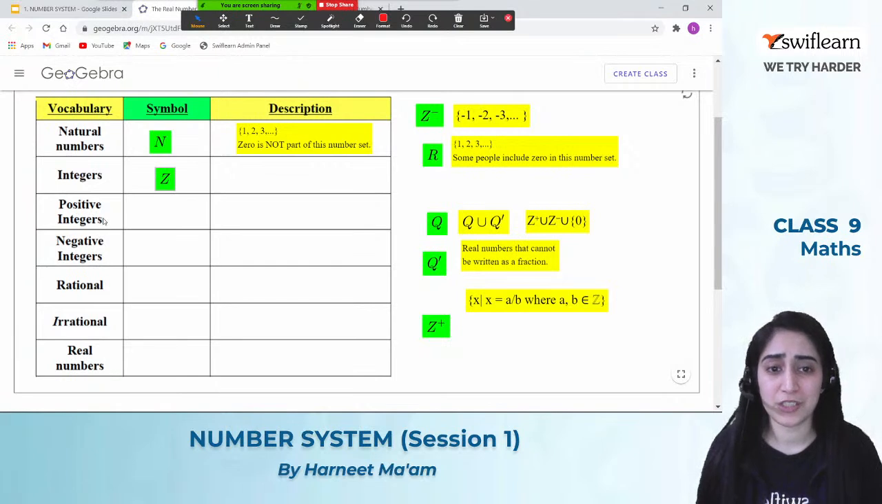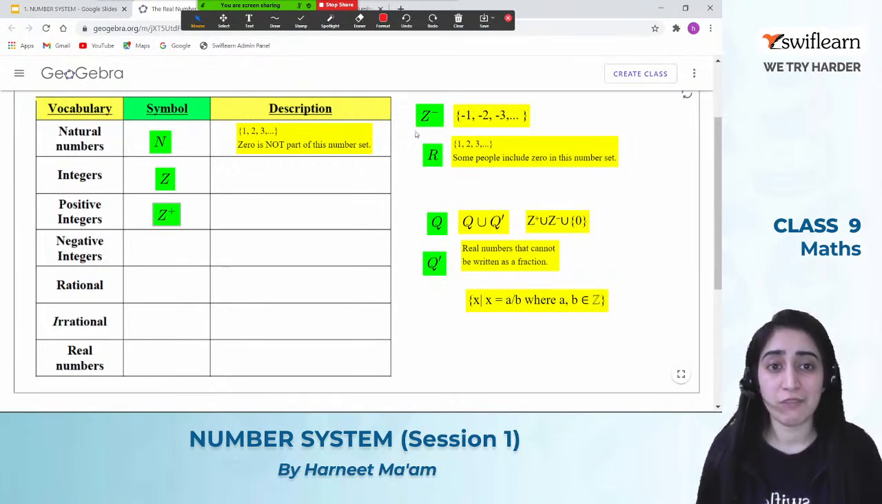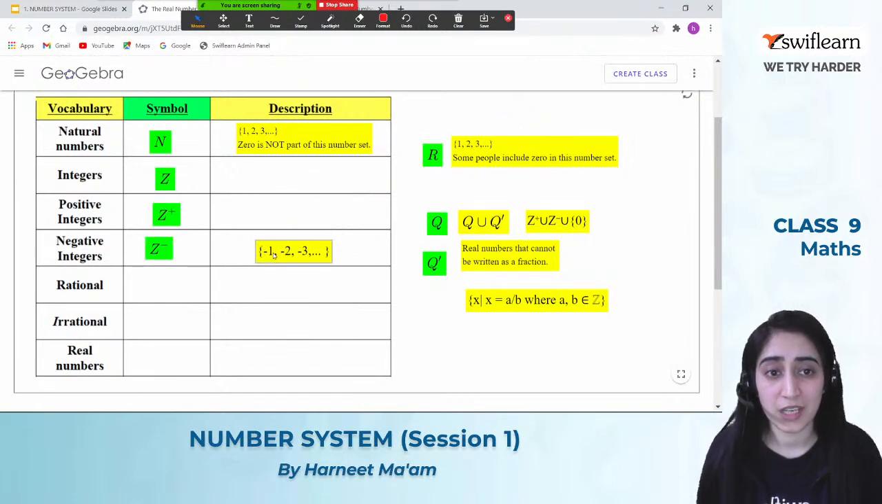Now, positive integers. What do we write? Z with a positive sign. That means they are positive integers. Whereas for the negative ones, we write Z with a negative sign. Those are negative integers. So what are negative integers? -1, -2, -3. They are the negative integers.